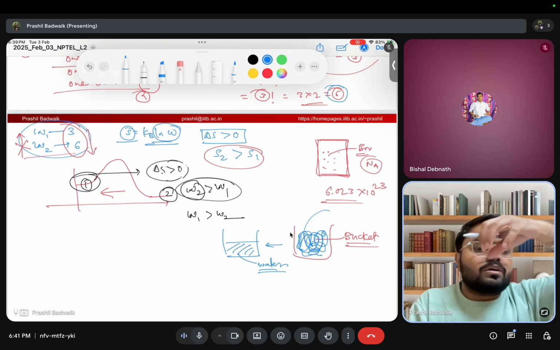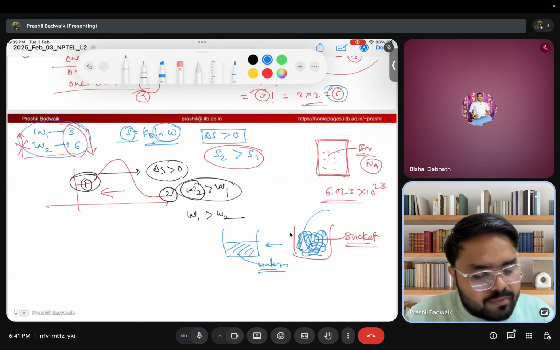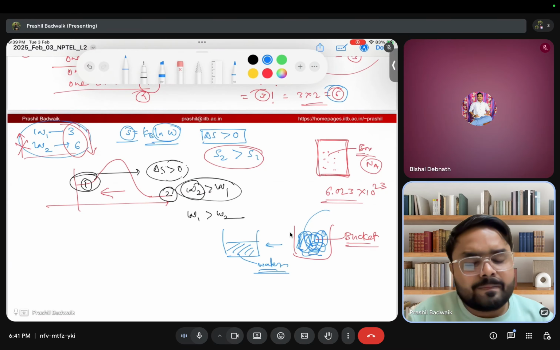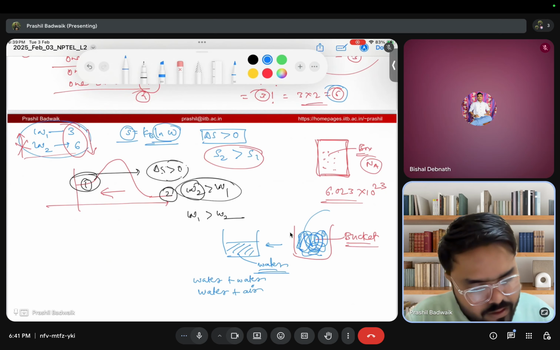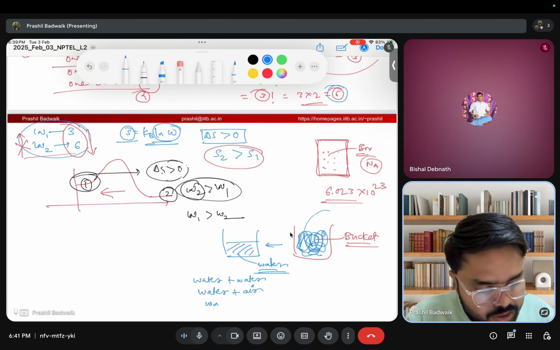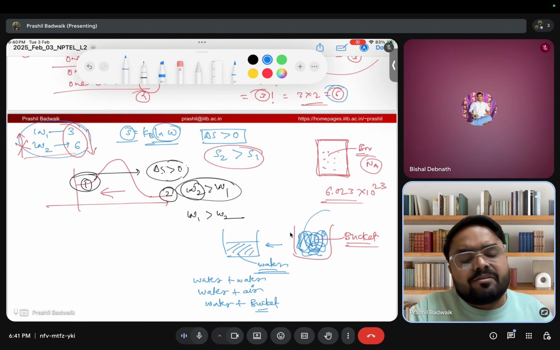If you just add water in a bucket, the water will be distributed, but after a certain time it becomes water which is not moving, correct? Why is that happening? Because there are some attractions between water and water, some attraction between water and air, and some interaction between water and the bucket surface, which could be polymer. So there are some interactions because of which the total energy of the system is changing, correct.